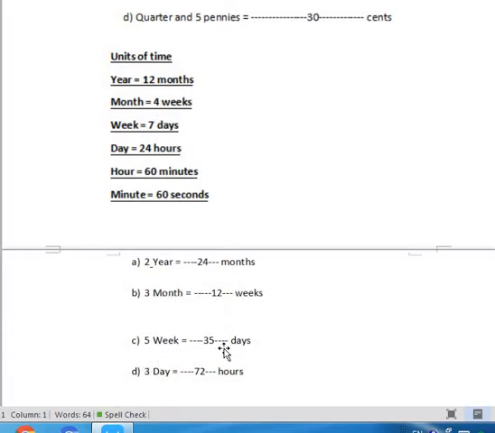5 weeks equal how many days? If I have for 1 week 7 days, so I am going to multiply 7 times 5. Bravo, so it's going to be 35 days. 3 days, how many hours? Here I will multiply 3 times, I will search for day. Day equals 24, so 3 times 24 equals 72 hours. Bravo, my dear students.